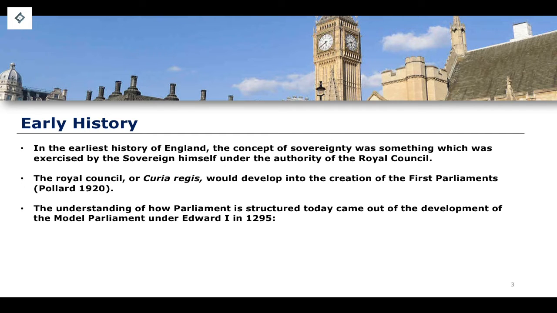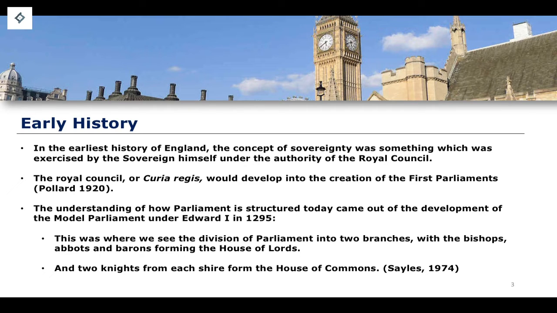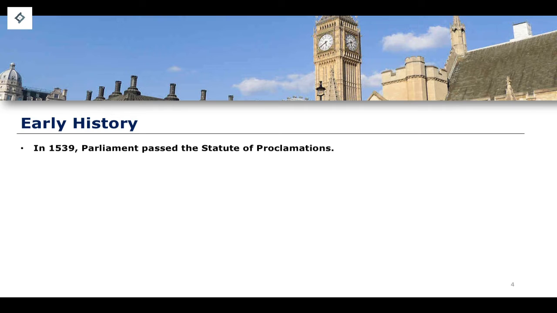The understanding of how Parliament is structured today, in fact, comes out of what is known as the Model Parliament in 1295 under Edward I. This was where we see, firstly, the division of Parliament into two branches. So you have the idea of bicameralism actually beginning in 1295 under Edward I. You have bishops, abbots, and barons forming the House of Lords, and then you have two knights from each shire forming the House of Commons. This is the Model Parliament of 1295.